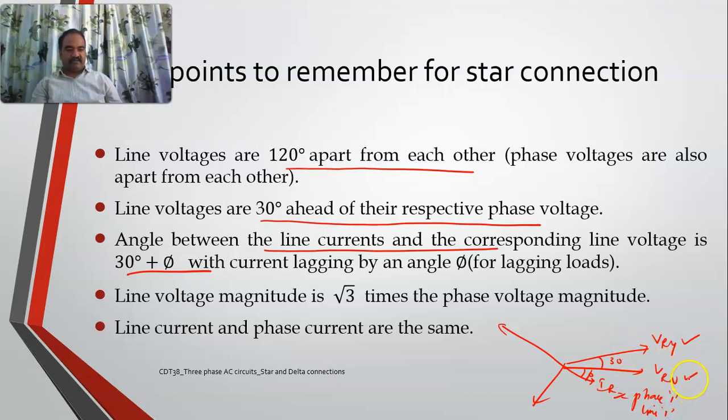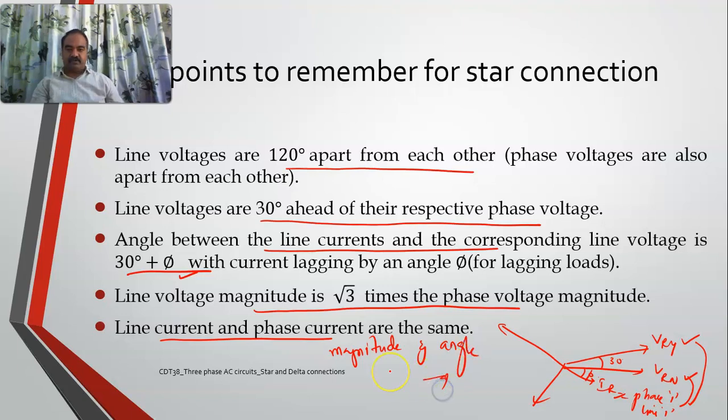So now, what is the angle between phase voltage and phase current? It is phi only. But for line voltage and line current, what is the angle? 30 plus phi. Okay. And line voltage magnitude is root 3 times that of phase voltage magnitude. And line current and phase current are both the same in magnitude and also angle. Try to remember these points. This will be helpful for you while you are doing the problems.